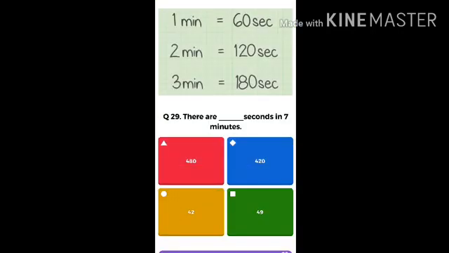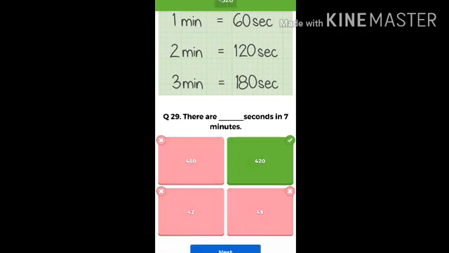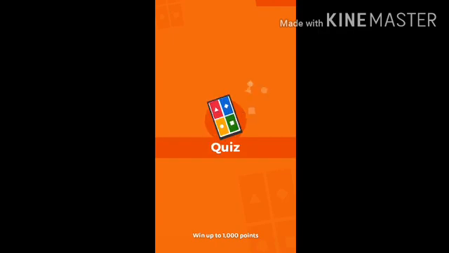There are dash seconds in 7 minutes. 1 minute is equal to 60 seconds. 2 minutes is equal to 60 multiplied by 2, 120 seconds. 3 minutes is equal to 60 multiplied by 3, 180 seconds. Similarly, 7 minutes, how many seconds? 60 multiplied by 7, this is 420 seconds.